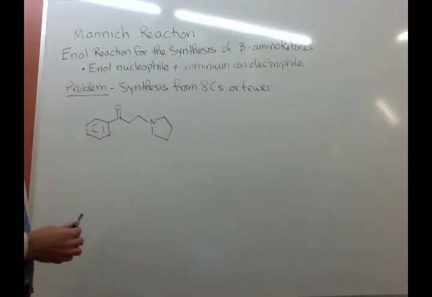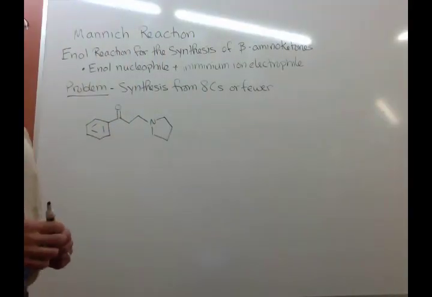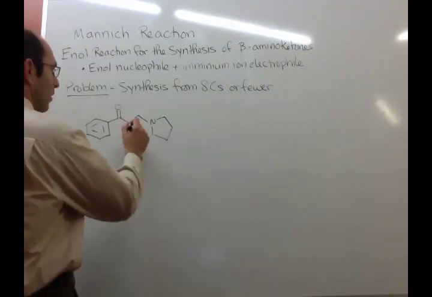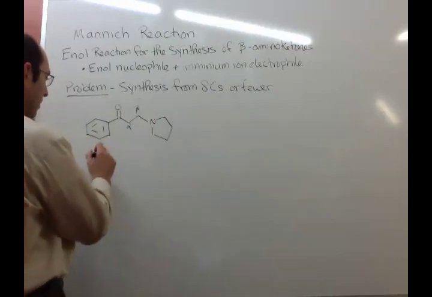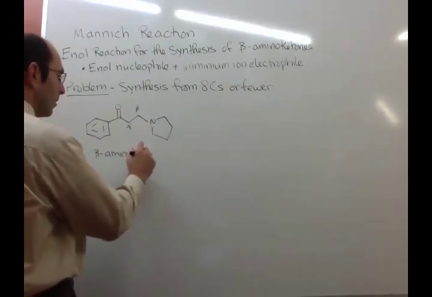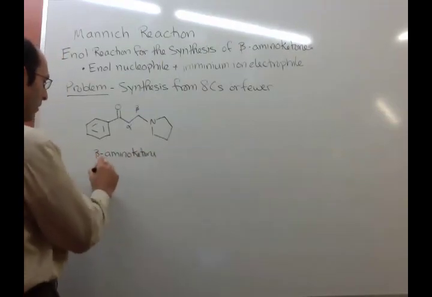So here's a problem just to illustrate how we might use the Mannich reaction in synthesis. So here's a target that we want to make, and we want to synthesize it from 8 carbons or fewer. And if we look at this compound, again, thinking about our retrons, this is a beta amino ketone, and that's the Mannich retron.